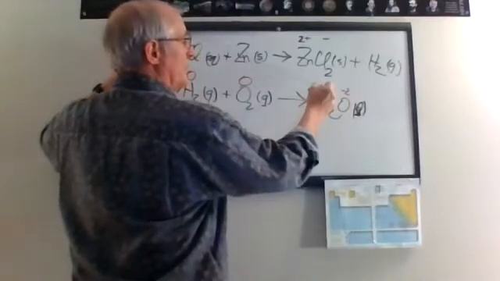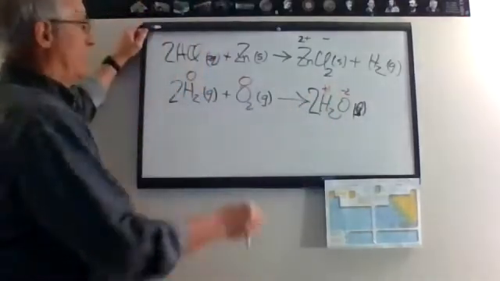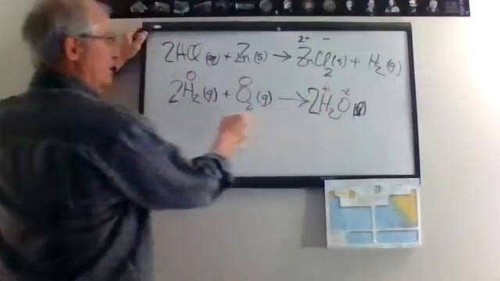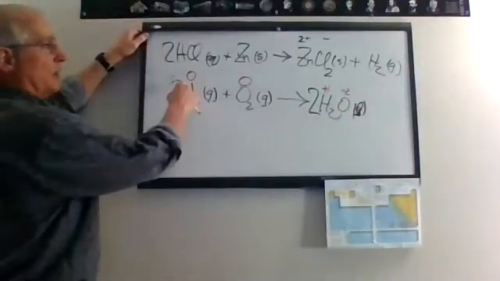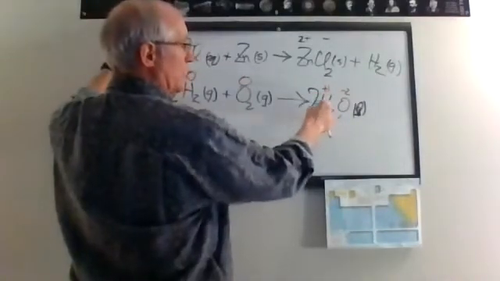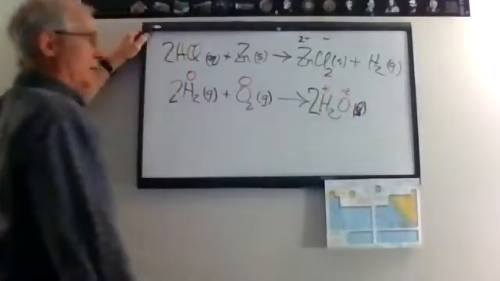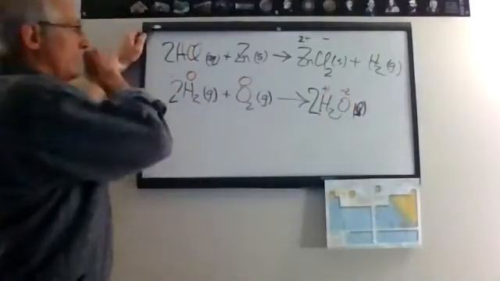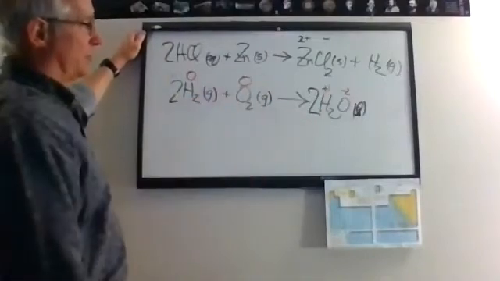Okay, so we got an equation that's balanced by atoms. 4 hydrogens, 4 hydrogens, 2 oxygens, 2 oxygens. And they're balanced by charge. Over here, the charge adds up to 0. Over there, 2 times +1 is 2. And a -2, that adds up to 0. Okay, so balanced by charge and balanced by atoms.